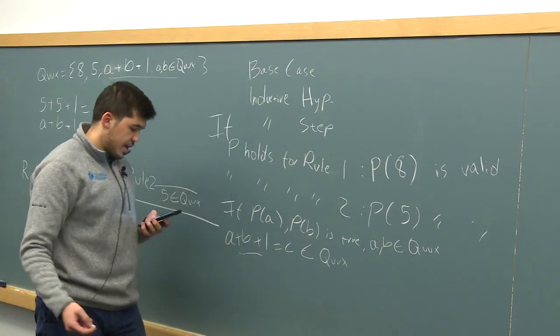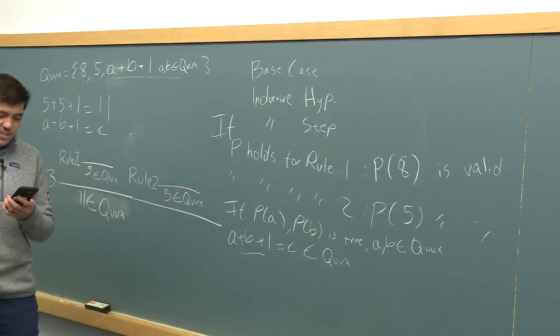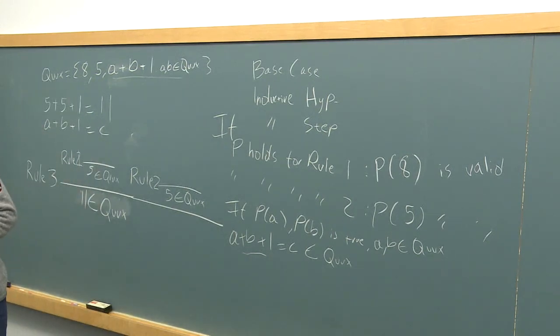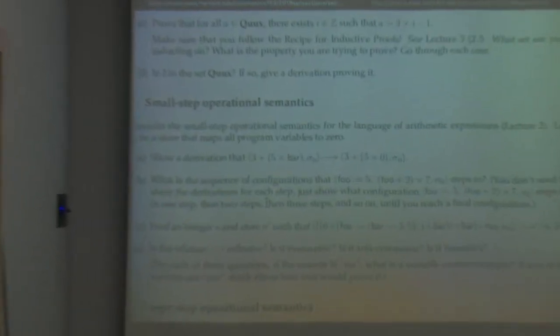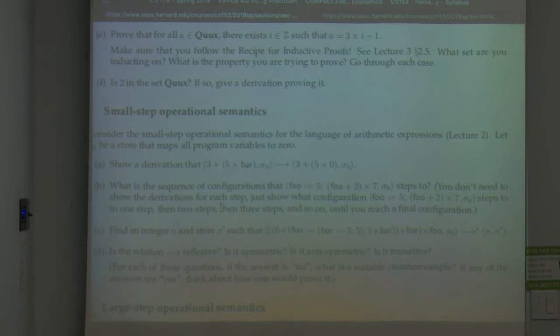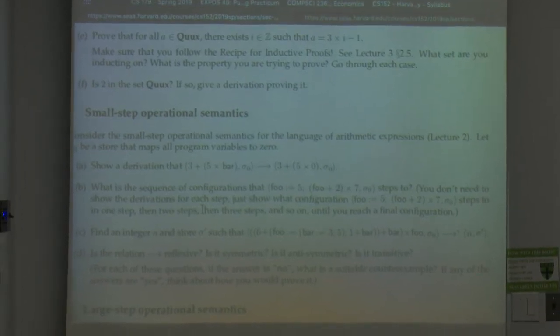Okay. And for E, instead of running these out and losing valuable time, let's just reason them out. So let's go to the next question. Prove that for all A in cubes, there exists I in the elementary integers such that A is equal to 3 times I minus 1. So here we'd be applying our proof by induction again. What would our base case be here?